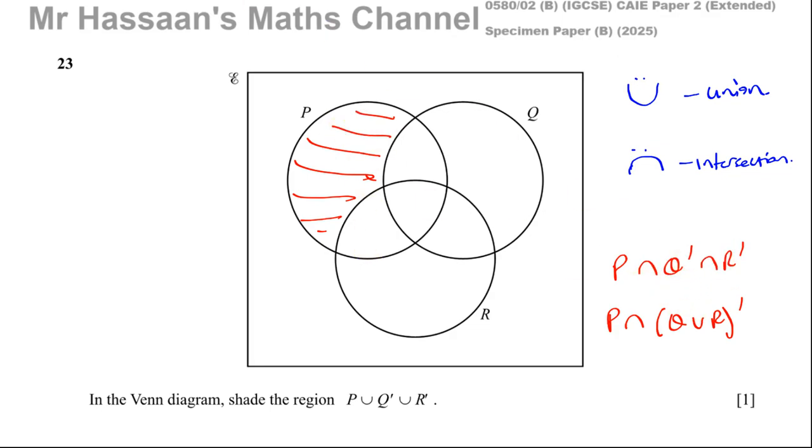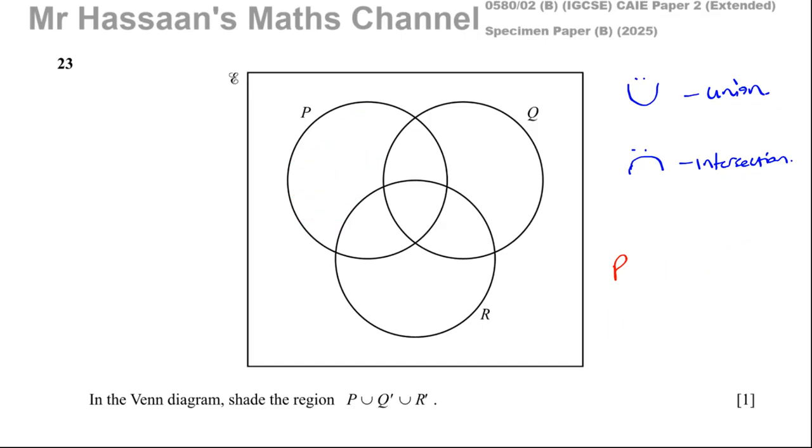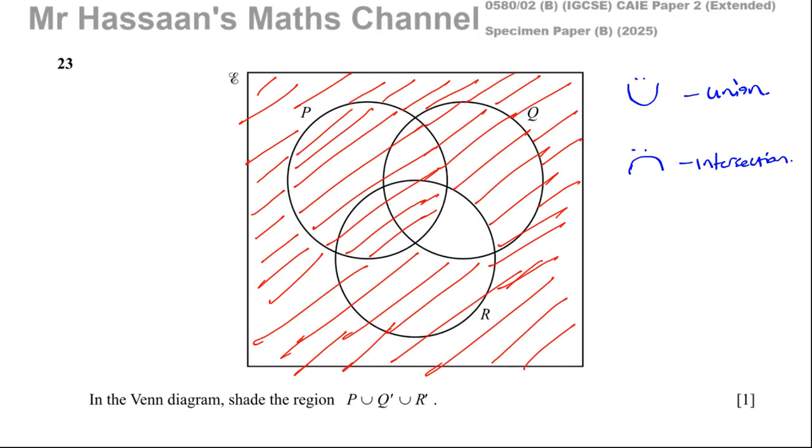But the question was not that. This was the question: P union Q complement union R complement. So when it's union, if it's in, you can't get rid of it. So I'm just going to shade all of P, and then all of outside of Q, and then all of outside of R, and then I see what's left. And there I have the answer to this question.